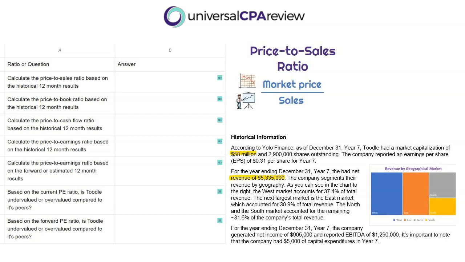So I'm actually going to go to the analyst report that was prepared by Anavra, and it says that the market cap is $58 million, right? So fairly big company. Now, when it comes to sales, we can either look at the income statement or we can look at the analyst report that has the same information. Basically, sales is $5,335,000 for year 7. So when we divide 58 million by 5,335,000 of sales, that gets us to a price to sales ratio of 10.87.